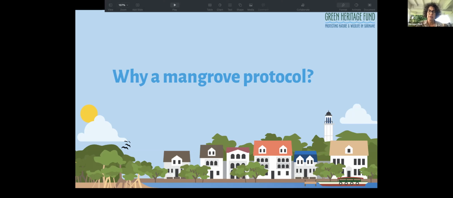We have very good fisheries in Suriname, and that is a result of the fact that we still have such amazing mangroves along our coast.